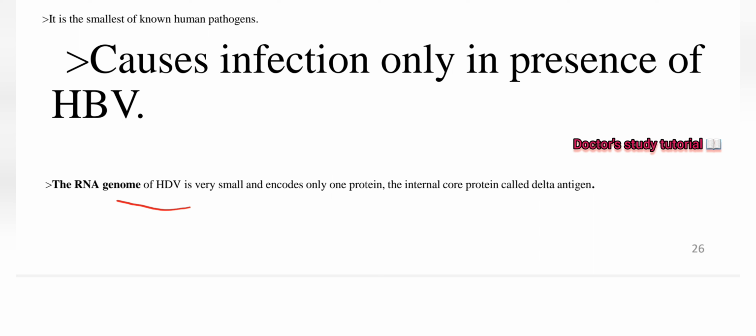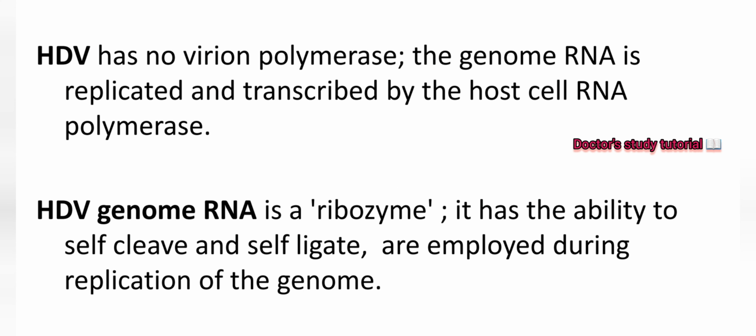The RNA genome of hepatitis D is very small and encodes only one protein, the internal core protein. It is called delta antigen. That's why it is also named delta virus. Hepatitis D has no virion polymerase. The genome RNA is replicated and transcribed by the host cell RNA polymerase.